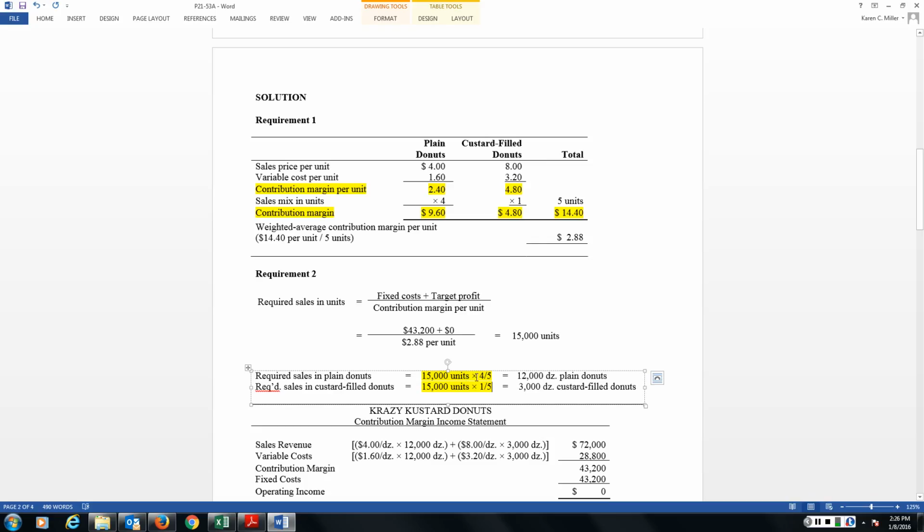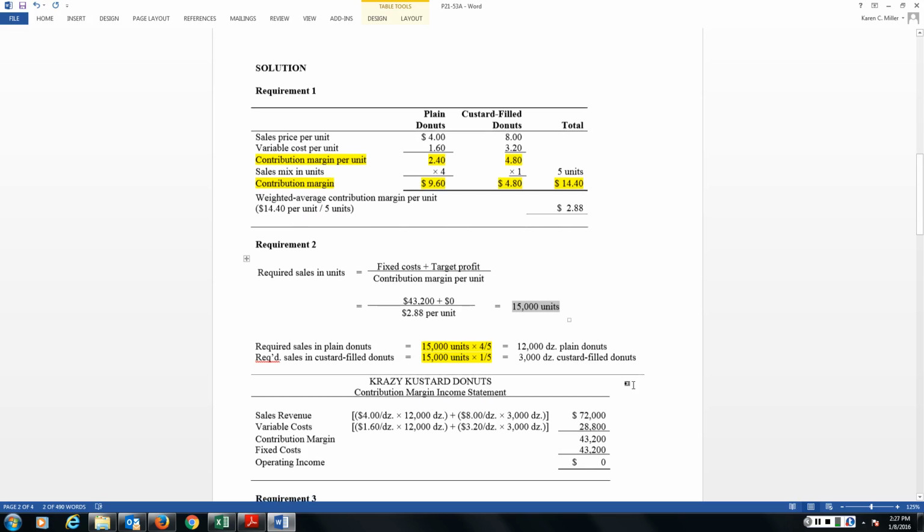So 15,000 times 4/5 tells me that I need 12,000 dozen plain donuts, and 1/5 of those need to be custard, so 3,000 dozens of custard-filled donuts. So once again, your first step when we have multiple products is to determine your contribution margin per unit, weight it times your sales mix to come up with a weighted average contribution margin per unit, calculate your total break-even, and then allocate that break-even back out to your sales mix, which was 4/5 and 1/5 in our particular situation. Okay?